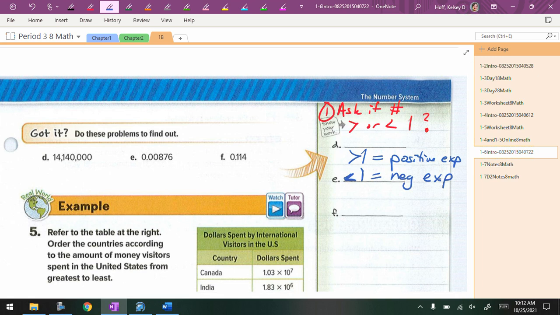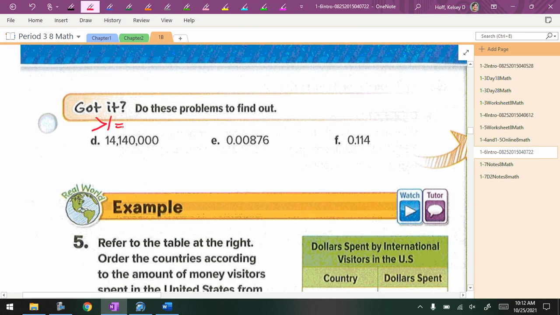So let's do this with Got It D. We look at the number on Got It D. Is that number greater than 1 or less than 1? Greater than 1. So that tells us that our exponent is positive. Now, currently, where is my decimal point? At the end. A lot of people say, well, there isn't one. Well, technically, they didn't put it there, but it is way here at the end.